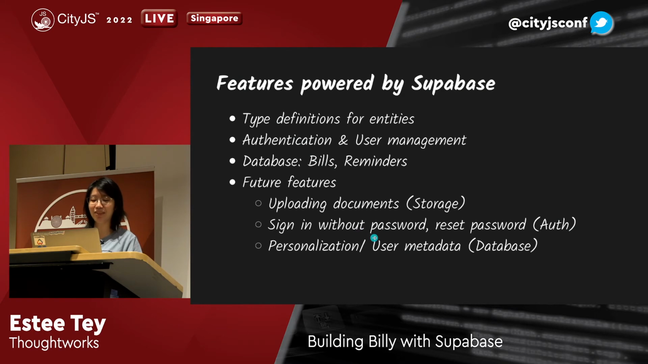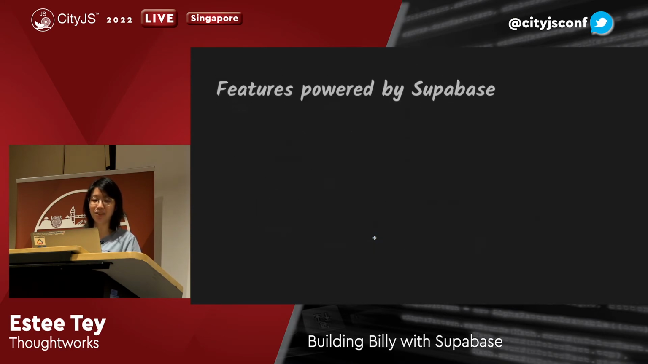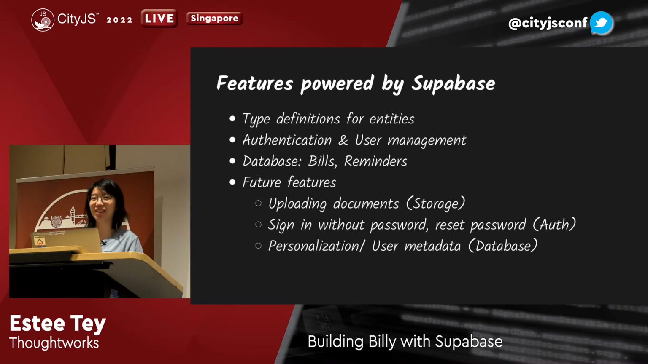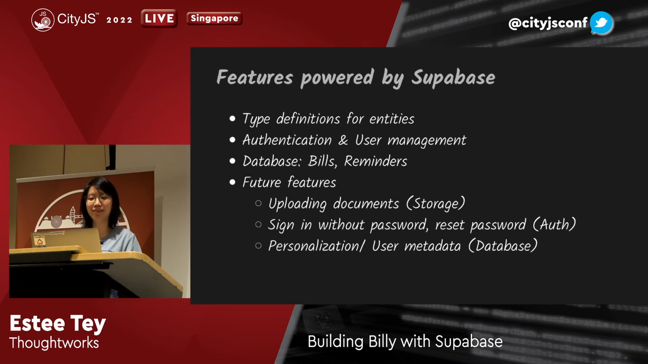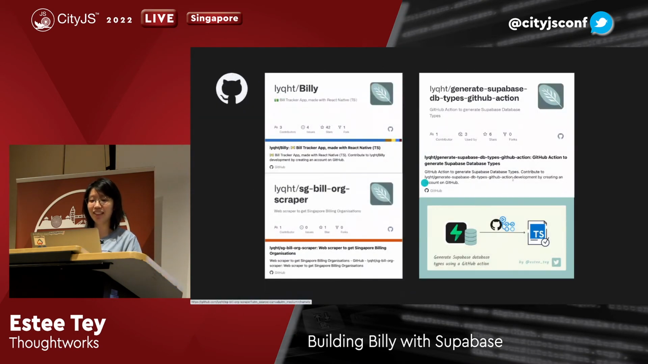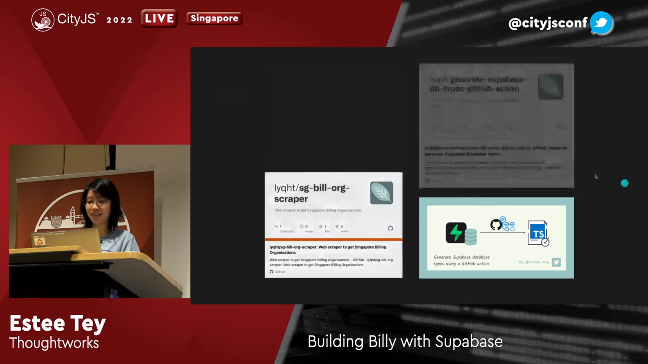And personalization. Right now, because I'm showing all the Singapore billing organizations, it's pretty long-winded. In future, I will let them set whether they want these options available or not, or even set their country, because not everyone is from Singapore. Yeah. So these are some GitHub repositories if you are keen. The generate Supabase database types GitHub action, you can use it for your project as well. And the build organization scripter if you're keen on how the RPA works.